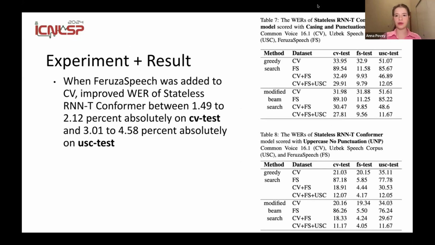Okay, here are our experiments and our results. This is for the stateless RNN-T conformer model, and there are 4 models for each table that were trained using these combinations of datasets, and there were 2 decoding methods, greedy search and modified beam search. So between these 2 tables, there are 8 models that were trained. When FeruzaSpeech was added to CommonVoice, we saw an improvement in word error rate between 1.5 to 2.12% absolute for CV test, and we saw a 3 to 4.6% improvement absolute on the USC test.